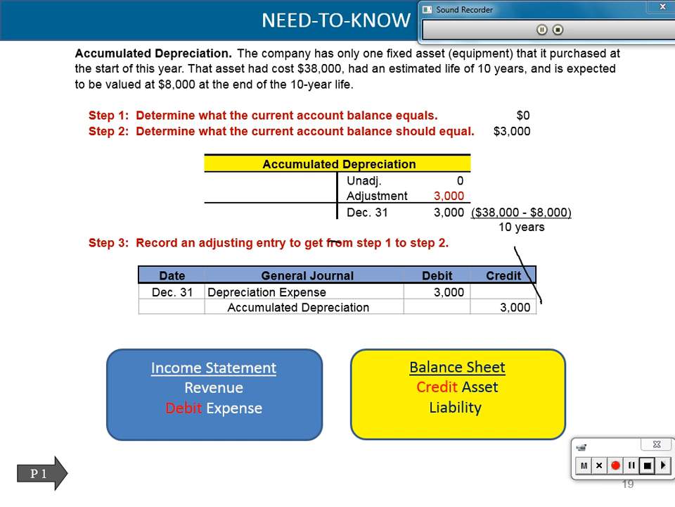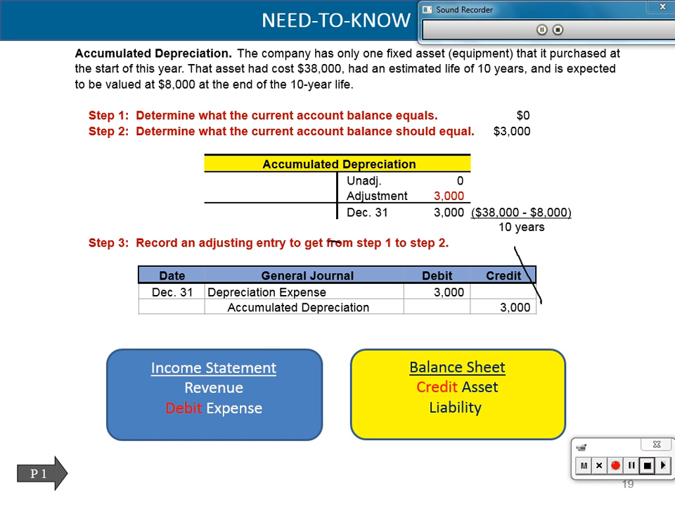Straight line depreciation just means this: if we say depreciation every year is $3,000, it is $3,000 every single year until salvage value has been reached. Okay? Here, this is the journal entry.